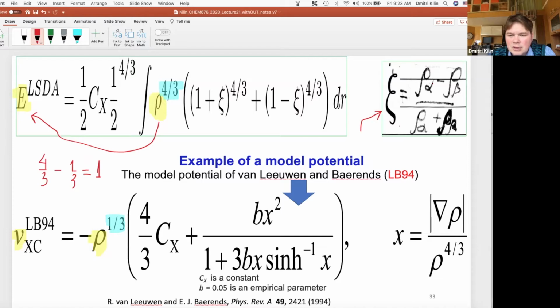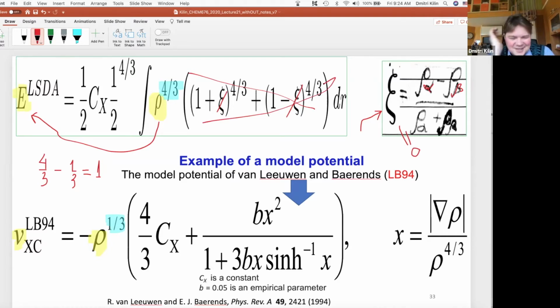So rho alpha and rho beta are densities for alpha and beta electrons. They are needed for spin polarized systems. And if we have a singlet, if densities for alpha and beta are the same, then this parameter will be 0. So we will have nothing here, and then it will be just a constant. In the absence of spin polarization, the term here will disappear and it will be just a constant. Yeah, thank you for observing it.